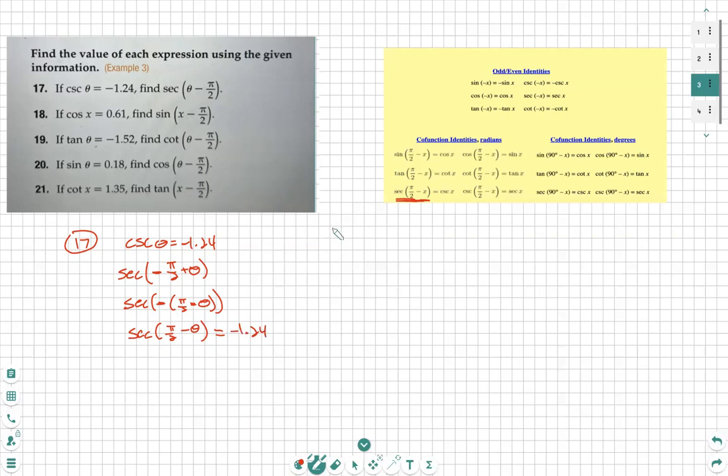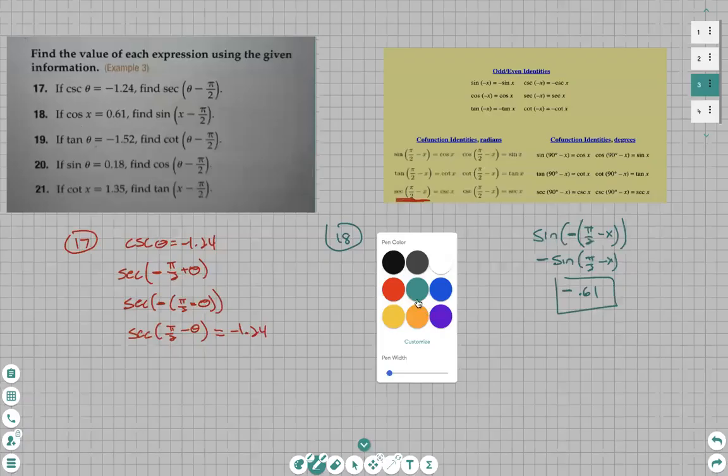Let's keep going. 18. If cosine of x is equal to 0.61, we need to find the sine of x minus pi over 2. We do need to do the same thing of rewriting it like such. And then when we pull this out, we realize that this is the negative sine of pi over 2 minus x that we're looking for. So the answer would be negative 0.61, because we know that the cosine of x is the positive version of this, and we just need that negative version. So that would be that for that.